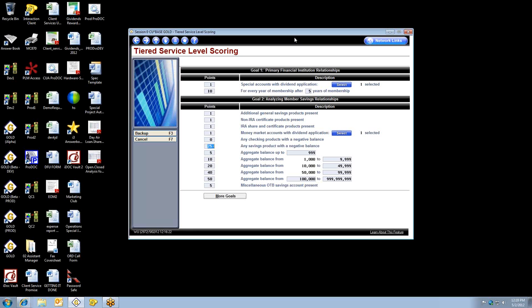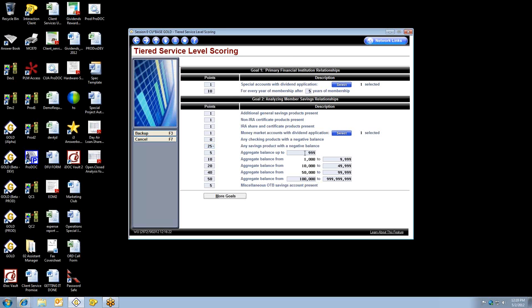Next, we get into the aggregate balance section. The aggregate balance listed here is going to be looking across 4 different files within CU Base. So it's going to look in member 1 through member 4 files, which is where we store all the share information. So it's going to be all share accounts, sub-share accounts, certificates, checking accounts, and also escrow accounts, if you happen to have escrow accounts with your credit union.